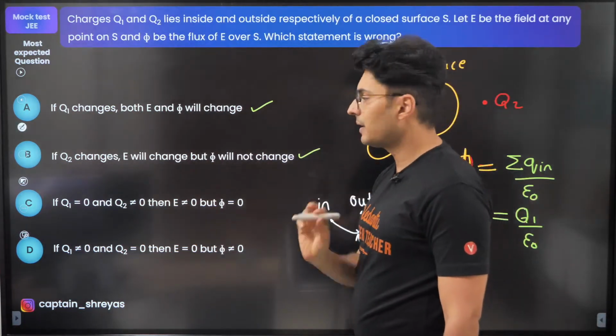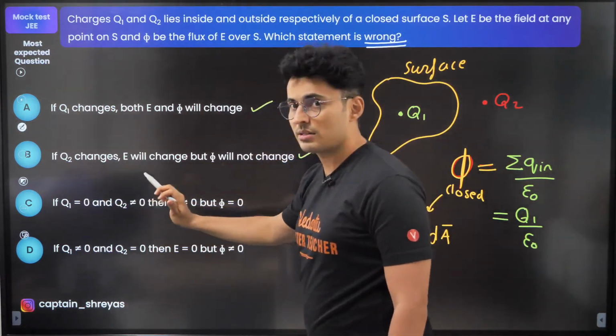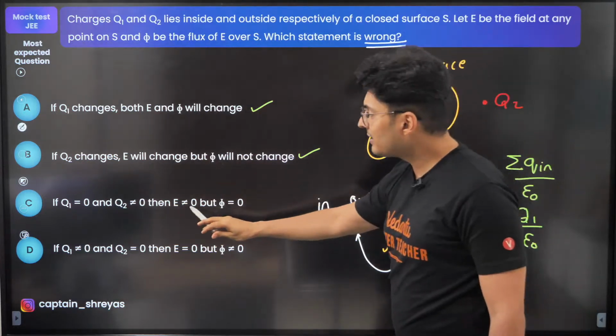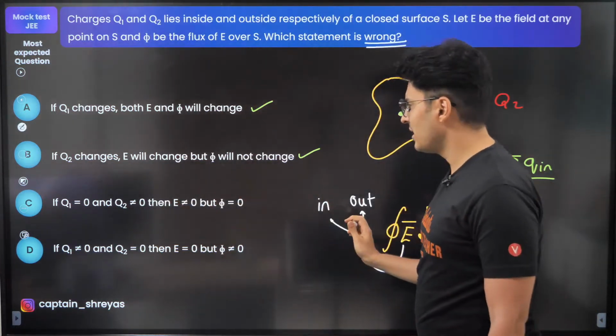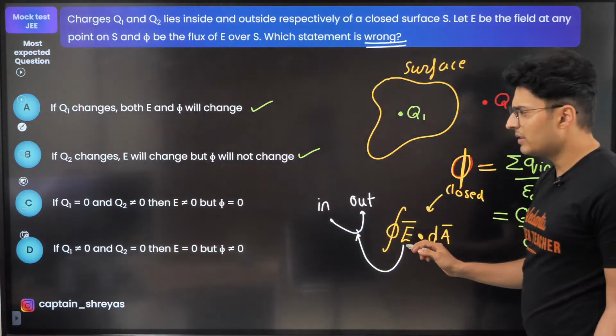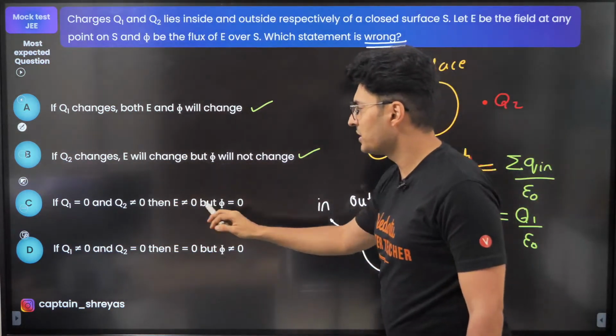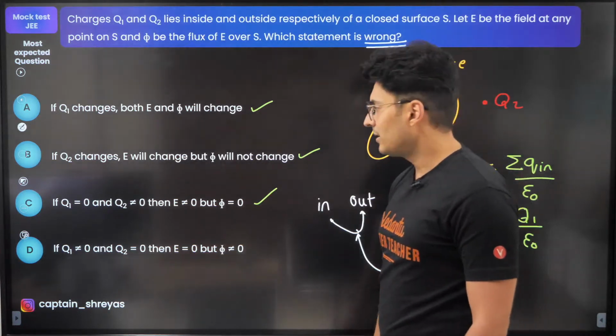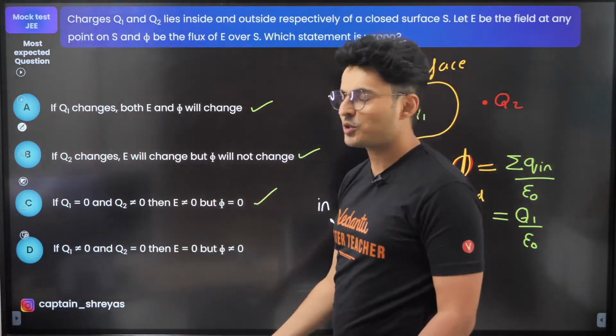That is definitely correct. If the inside charge is 0 and the outside charge is not 0, then the electric field is there. Obviously, if the outside charge is there, the electric field is still going to be there. But the flux will be 0 because the inside charge is 0. Definitely correct. And now, if these three are correct, obviously the last option should be wrong.